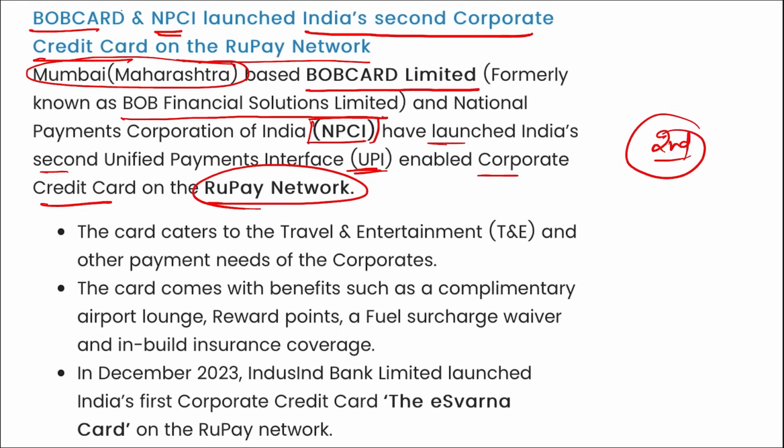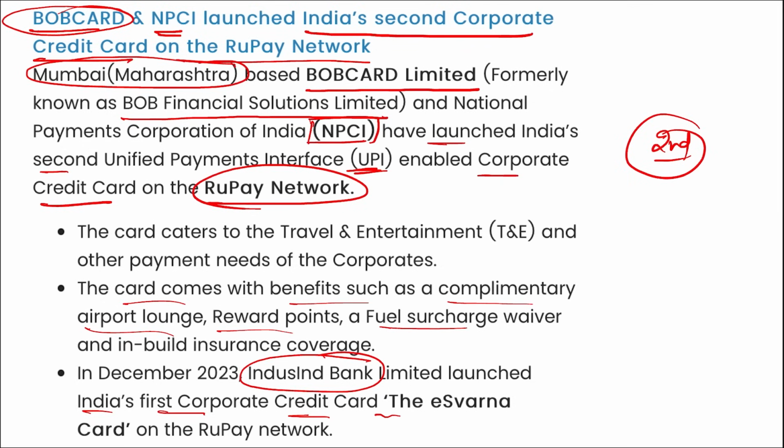Right, and here you can see the card comes with various complimentary benefits such as airport lounge access, reward points, fuel surcharge waiver, and so on. Next, remember, IndusInd Bank Limited launched the first corporate credit card on the RuPay network, the e-Savarna card. Now the second card is launched by Bob Card. First was launched by IndusInd Bank, second launched by Bob Card.